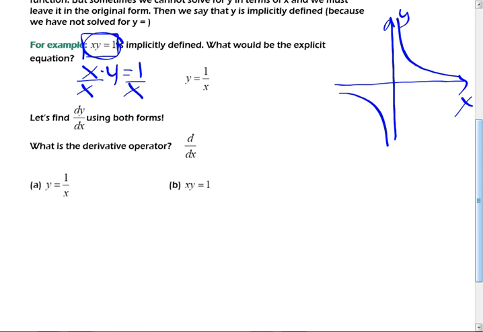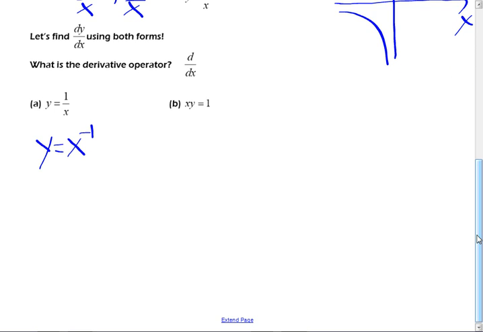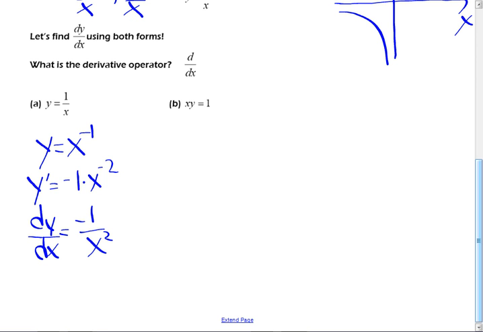I'm going to do it this way, y equals 1 over x, and also x times y equals 1. Do you guys know how to do the derivative of y equals 1 over x? Well, I would make that y equals x to the negative 1. I don't want to use the quotient rule; that's too hard. y prime is equal to negative 1 times x to the negative 2, or I prefer dy/dx, actually. dy/dx equals negative 1 over x squared. I prefer dy/dx because it tells me what that denominator is. It tells me it's x.